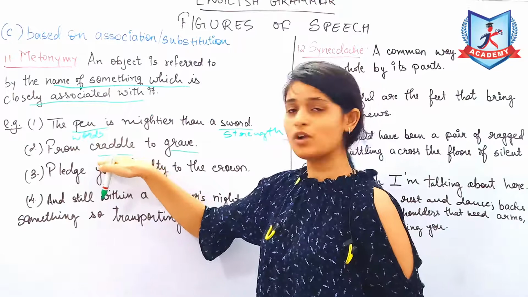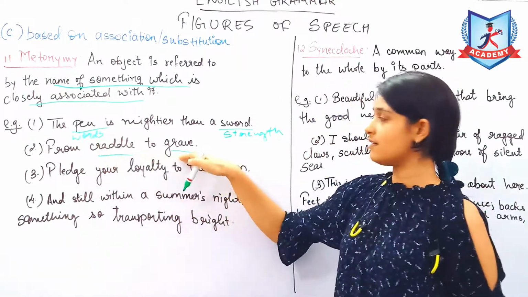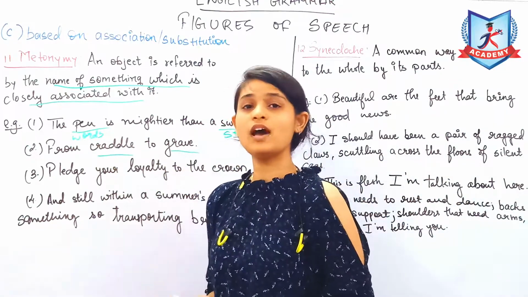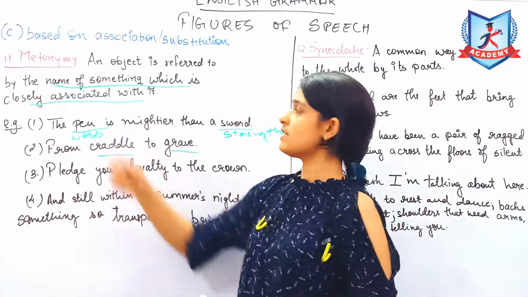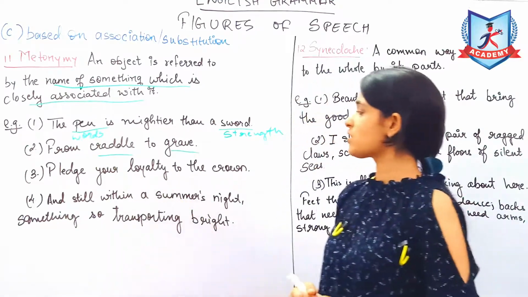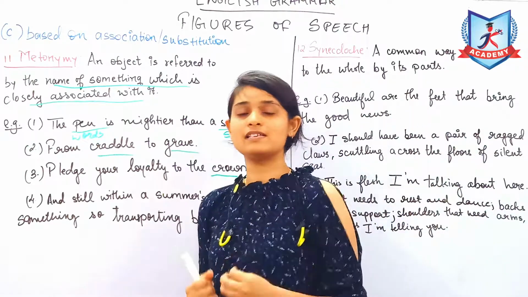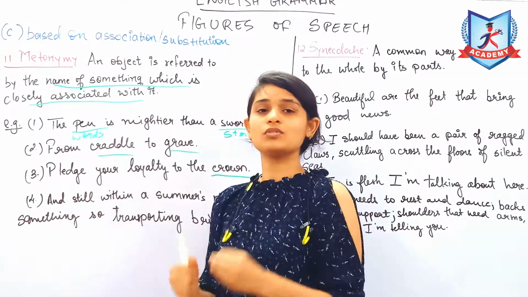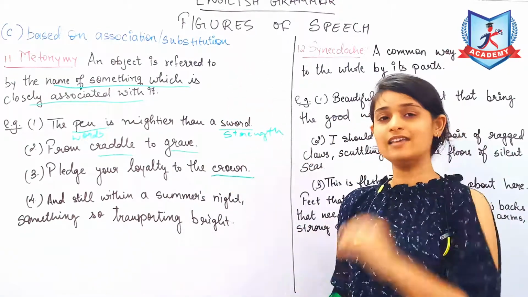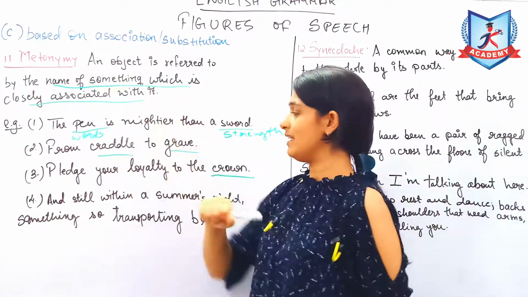Another example, from cradle to grave. That means from birth to death. What is related to birth? Cradle, and with death, grave. So instead of using the actual objects, we are using the words which are closely associated with them. Third one, pledge your loyalty to the crown. You are not actually pledging to the crown, but to that position. So instead of that highest position, the word used is crown. Again an example of metonymy.